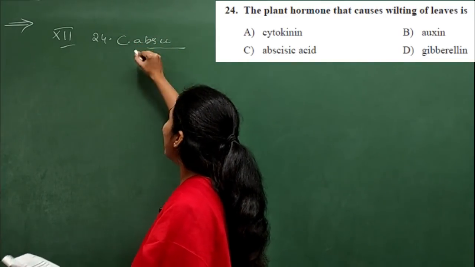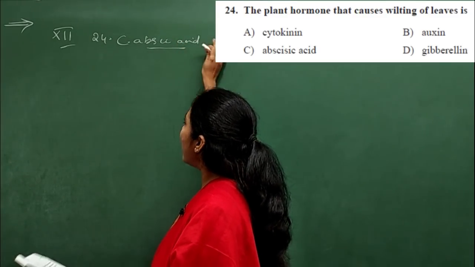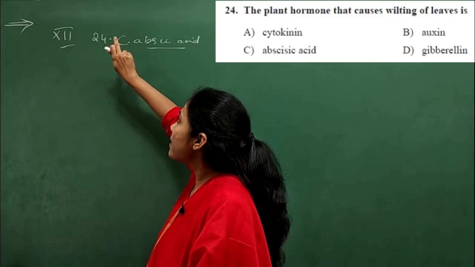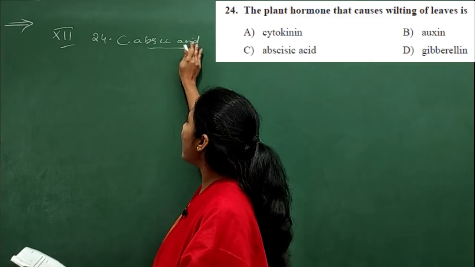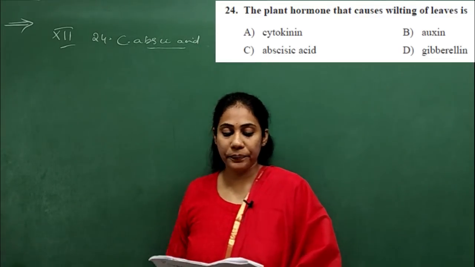I'm just writing it in a shortcut way. You have to write the full answer, guys. So don't just write C, complete your answer. Option C, abscisic acid. Okay, fine.